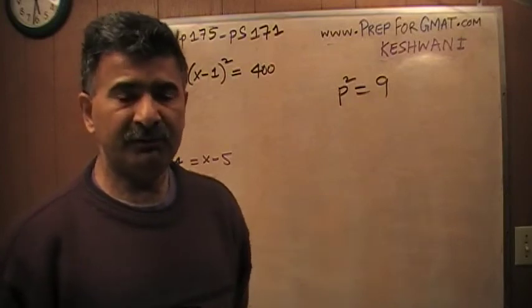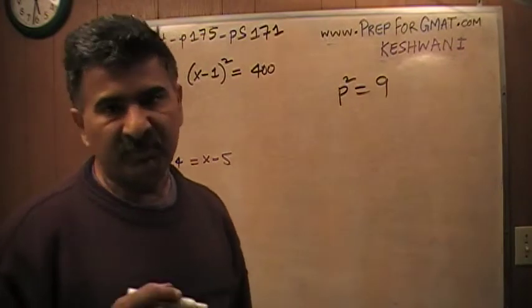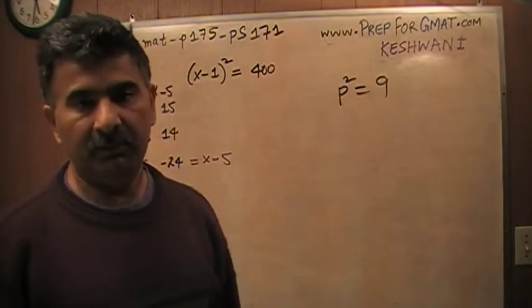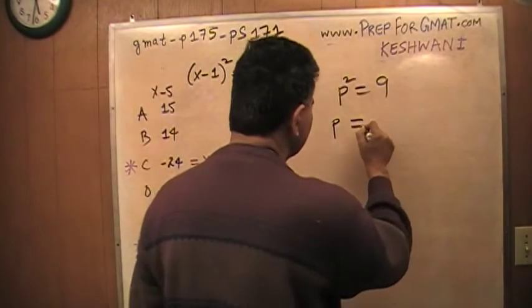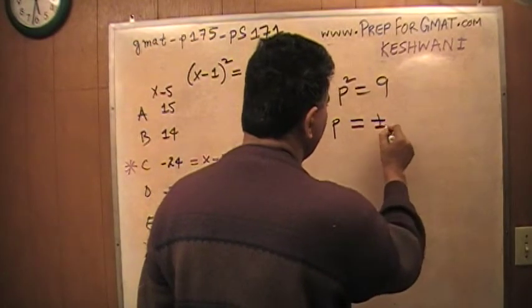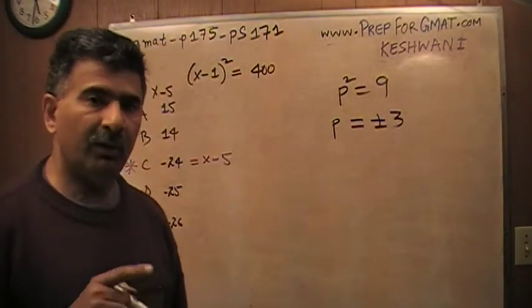Many people will not pay attention to the wording, and when I ask you what must p be, many people will end up saying p must be 3. That is not the correct answer. The correct and the complete answer is p must be either positive or negative 3. P must be either positive 3 or negative 3.